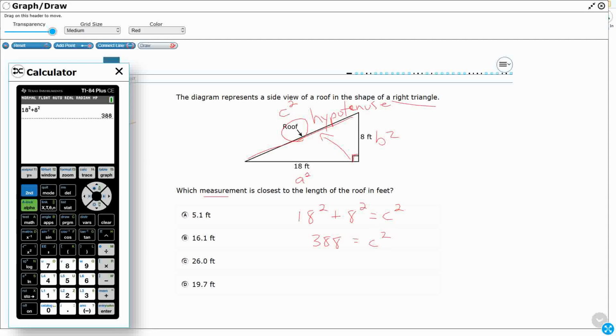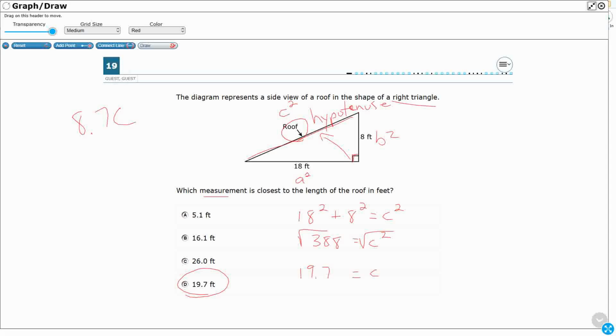Now, what we need to do is take the square root of that square because that cancels it out. Just like multiplication cancels out division, addition cancels out subtraction. Taking a square root of something is what cancels out or reverses a square. So let's take the square root. We're going to hit that second button, and then get the square root, and we're going to do 388, and we've got 19.697, so let's call it 19.7. And that is our answer D.